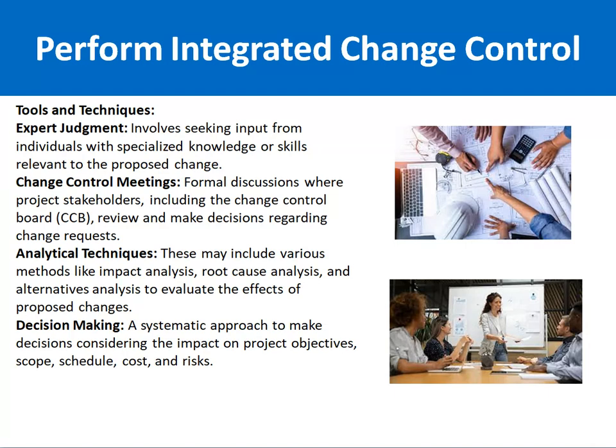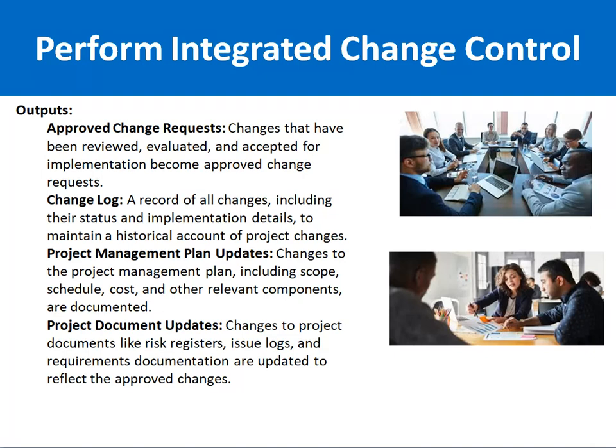Then decision making is a systematic approach in the integrated change control process, in which we consider all the impact on the project objectives, scope, schedule, cost, risk, and issues, and then take the appropriate action accordingly. Then the first output is the approved change request. Once all the changes are reviewed and evaluated, if there is no issue, then we approve the changes.